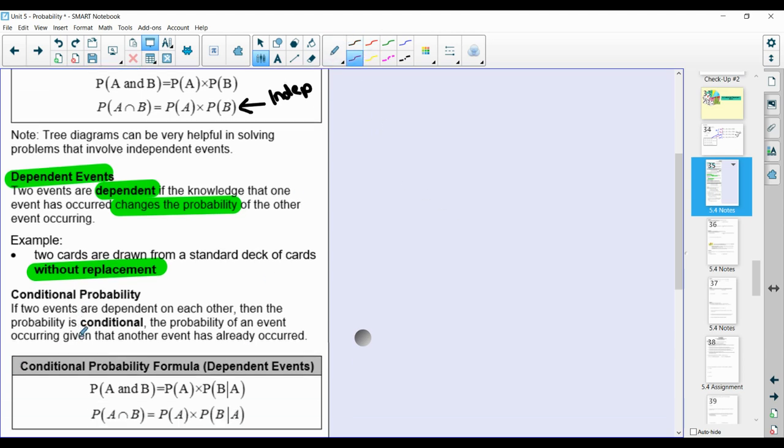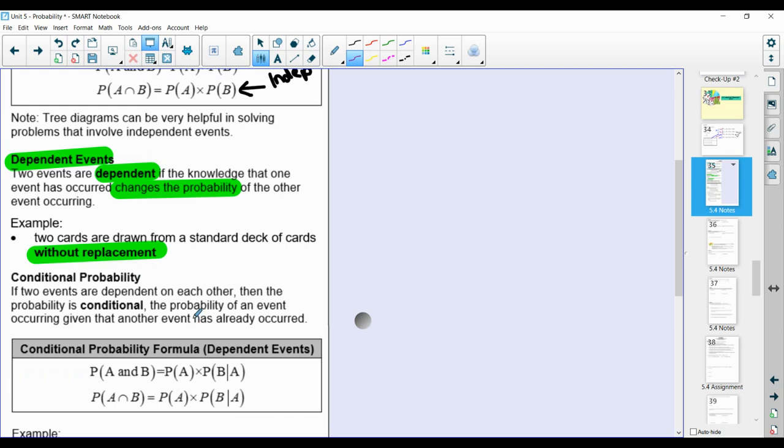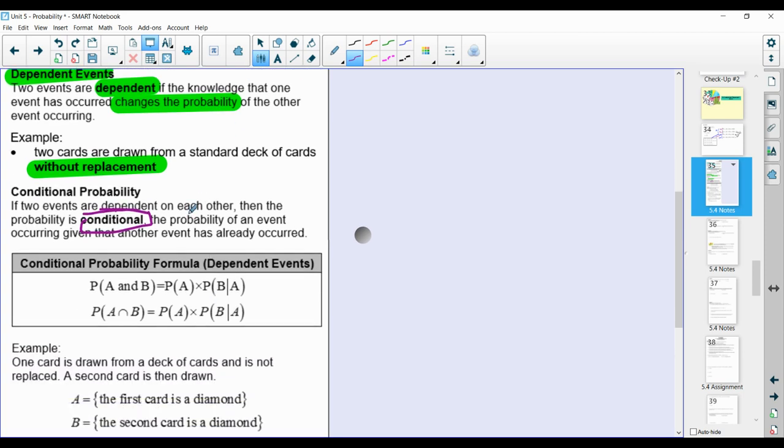All right, so we're going to talk about conditional probability. If 2 events are dependent on each other, so this is what we're talking about without replacement, then the probability is considered conditional. In other words, the probability of one event occurring has a direct impact on the other. The way that we would read our formula, the probability of A and B is the probability of A times the probability of B given A. That's the probability of B given that A has occurred.